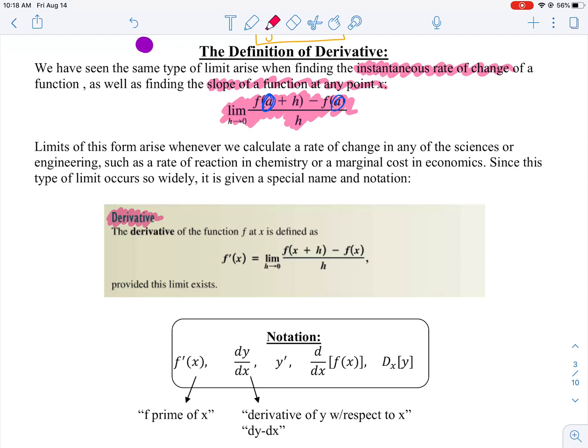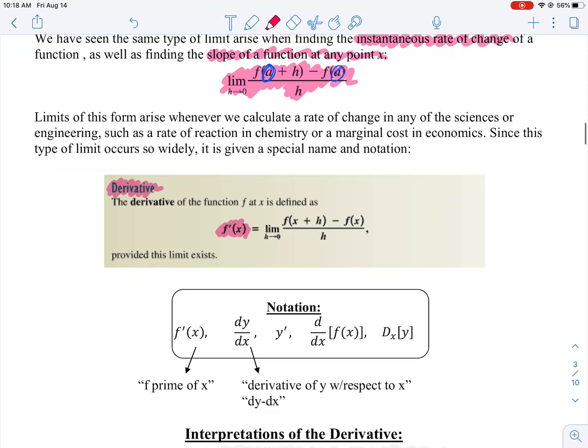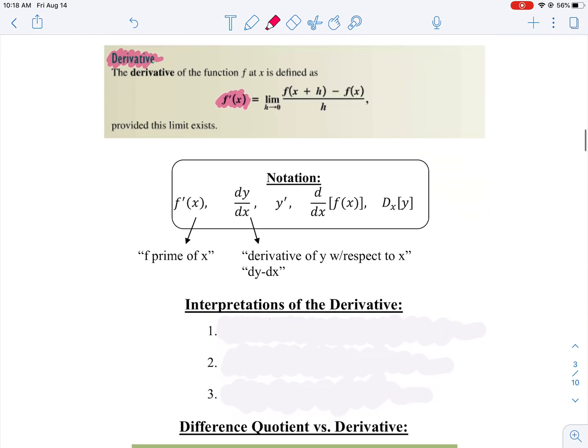Now there's also a special notation we use for the derivative. There's actually a couple different notations that we can use, but one of the most popular looks like this. We say f prime of x. That's the derivative, the instantaneous rate of change, or the slope of the tangent line.